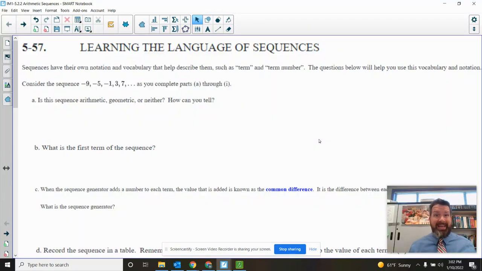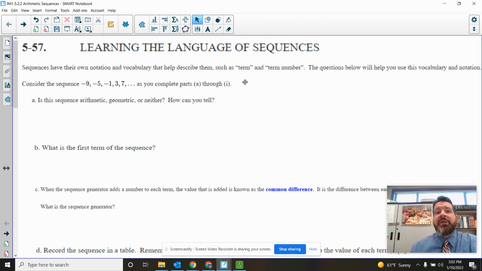So today, as we look at arithmetic sequences, I'm going to use a couple of examples from your textbook. If you'd like to follow along, you can see here it says 5-57. That means from section 5.2.2, you'll find a problem labeled 5-57. That's the one we're working with, so you know where to look in the future. All right, here we go.